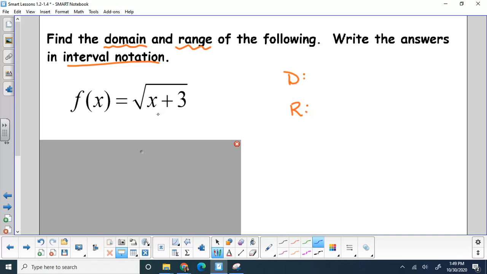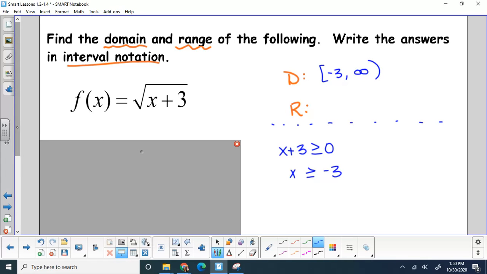As I look at my function that was given, it's not a fraction, so I won't have division by 0. However, it does have that radical, so I'm going to need to evaluate that a little bit farther. If you recall, we said mathematically we cannot take the square root of a negative number. So we want to make sure that x plus 3 is greater than or equal to 0. Therefore, x has to be greater than or equal to negative 3. Now, if I think about this with interval notation, I would have negative 3 to infinity.